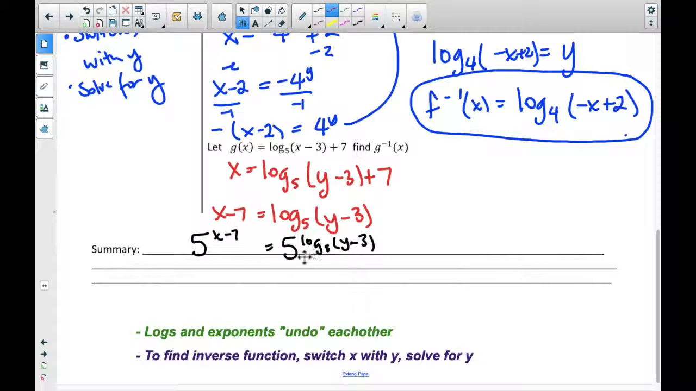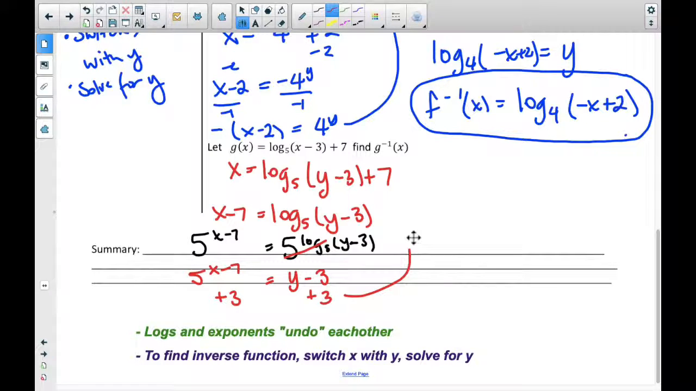And the reason is 5 to the power of log base 5, that 5 and that log base 5 will cancel each other out. And so on the left, I still have 5 to the x minus 7. And on the right, those cancel out, and I just have a y minus 3. Just trying to get y by itself, so I'm still not there yet, but I can go ahead and add 3 to both sides. When I add 3 to both sides, just be careful when you write it that it's not part of the exponent also.